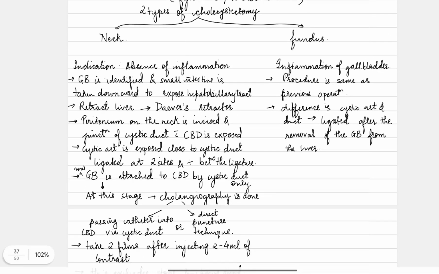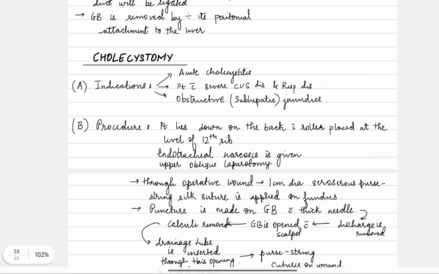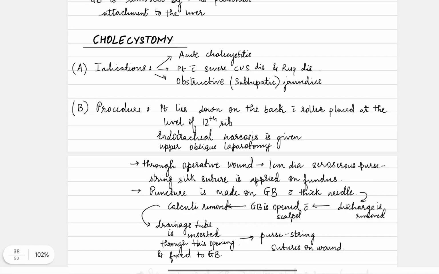In the fundus cholecystectomy, procedure is same as previous one, but the difference is cystic artery and duct are ligated after the removal of gallbladder from the liver. Cholecystotomy.